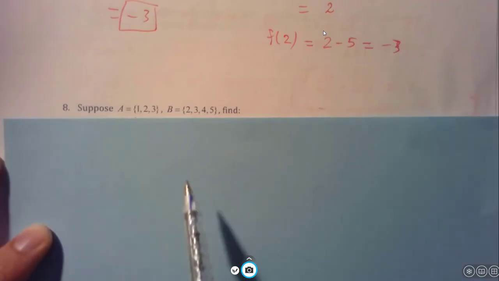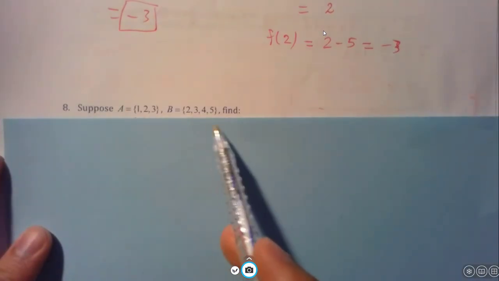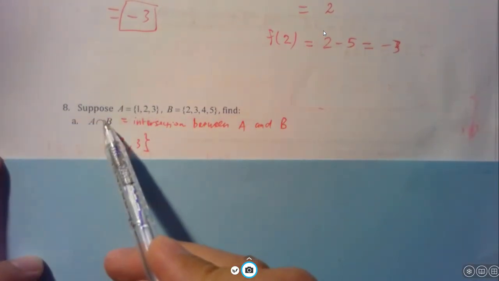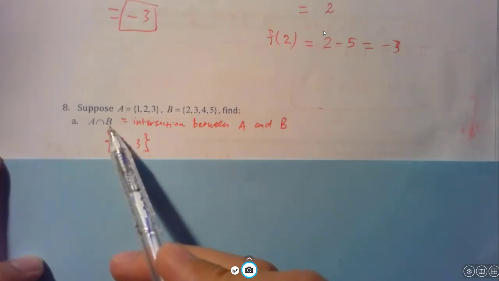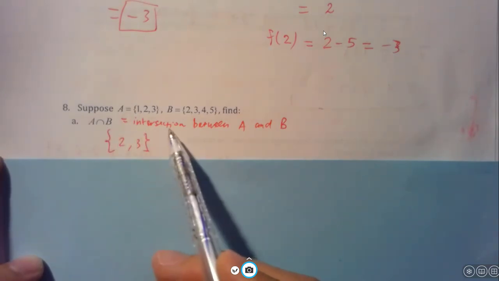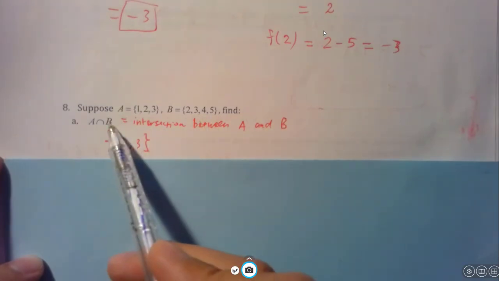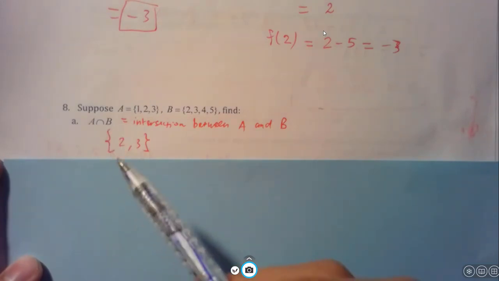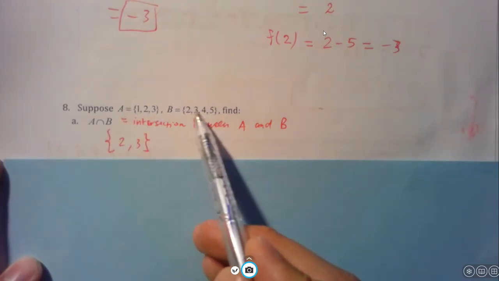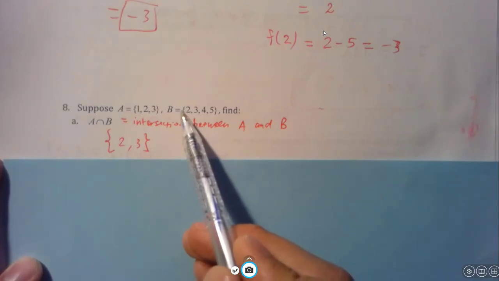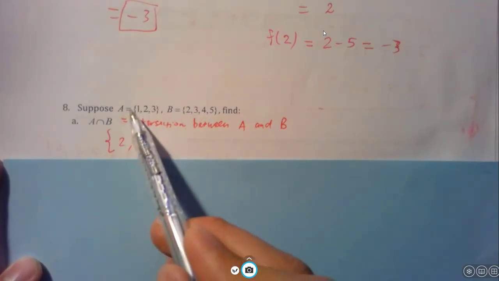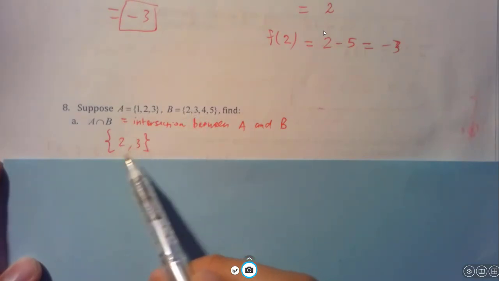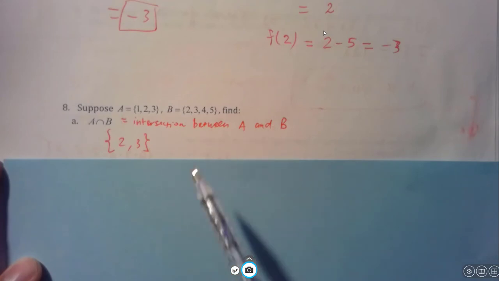This question 8, we are given the two sets A and B. Now you are looking to find A, the upside down U notation, B. This is the intersection between A and B. That is the numbers that are in common to both sets A and B. We see that between A and B, numbers 2 and 3 appear in both sets B and A. So 2 and 3 are the numbers that are in the intersection between A and B.